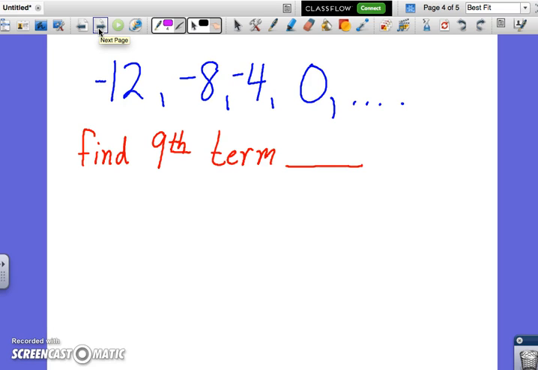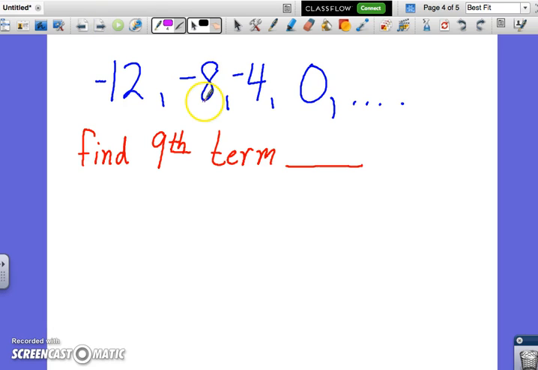Looking at this one. Find the 9th term in this series. Well, first of all, we've got to figure out, is this arithmetic, is it geometric? So looking at them, negative 12, negative 8, negative 4, 0. Well, it's not dividing by 2, obviously, so that's not it. Looks like it's some sort of arithmetic, so let's check.